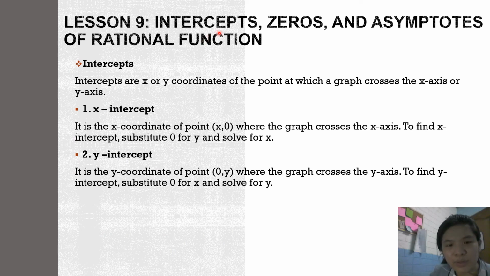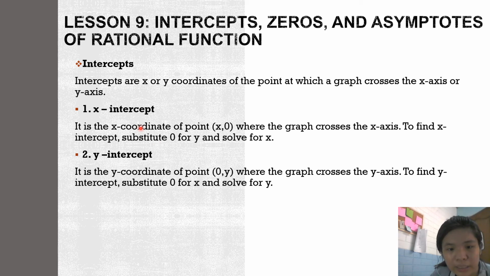So, let us now move on to the next lesson, which is intercepts, zeros, and asymptotes of rational functions. So, intercepts muna tayo. Intercepts are the x or y coordinates of the point at which the graph crosses the x-axis or y-axis. So, x-intercept, so meron siyang x, 0 where the graph crosses the x-axis. So, to find the x-intercept, just substitute 0 for y and solve for x. Y-intercept naman, just substitute 0 for x and solve for y. So, 0, y naman yung coordinates niya.